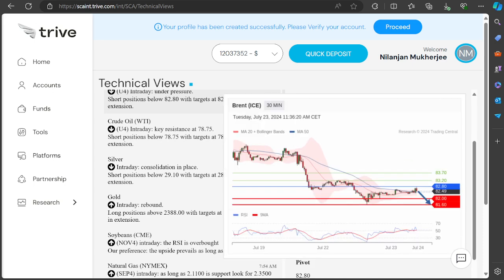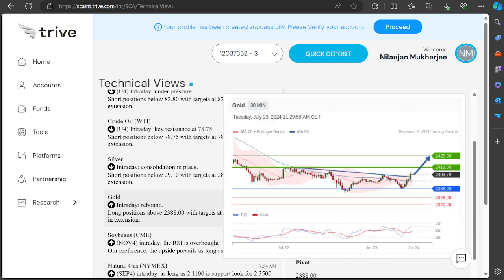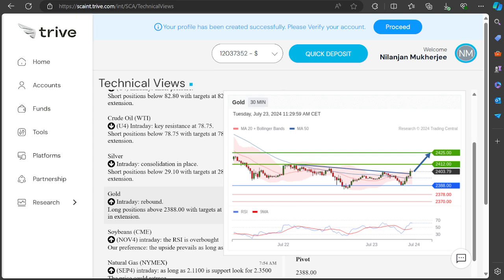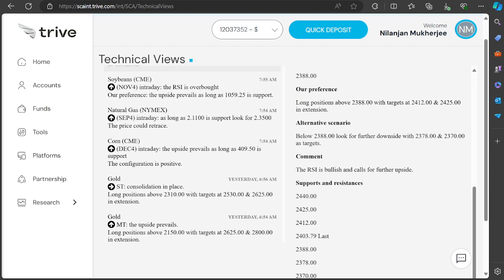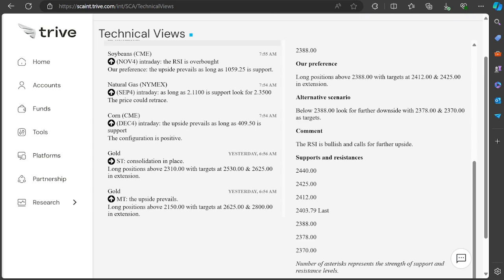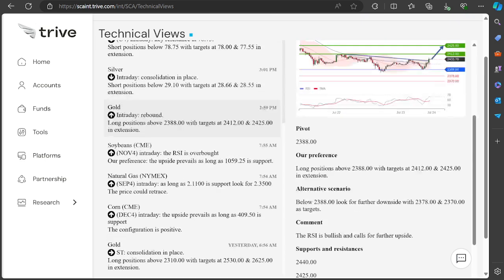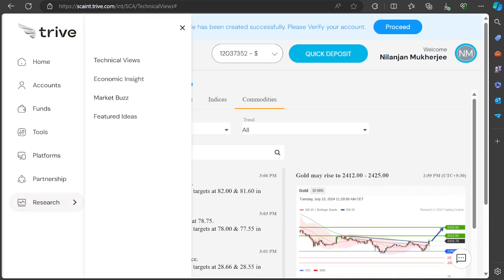Now suppose you want to trade crude oil today. You can just click here and you can see the technical analysis indicators they are using: moving average, Bollinger Bands and RSI. Plus it has a complete outlook for you, like whether this will be a bullish or bearish momentum, and it will give you support and resistance levels as well. If you scroll down, you can see the support and resistance levels, like from where we can see a momentum in the market, and what the alternate scenario can be. So this is how technical views actually works.